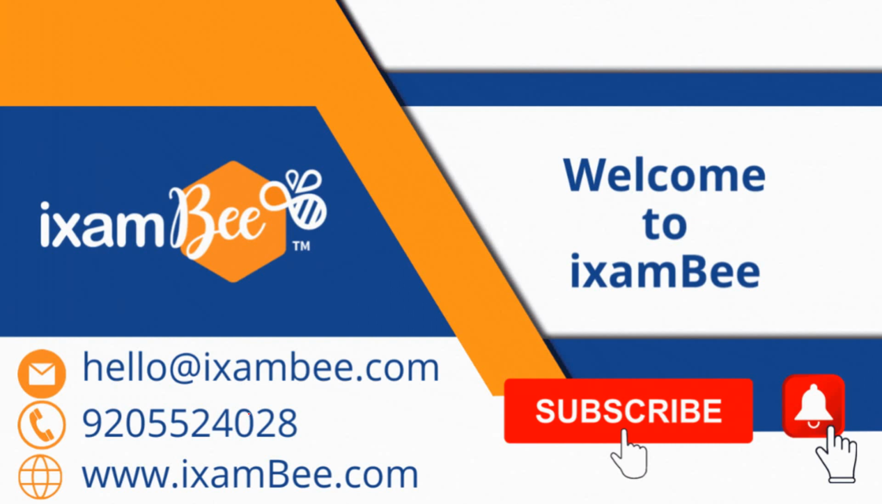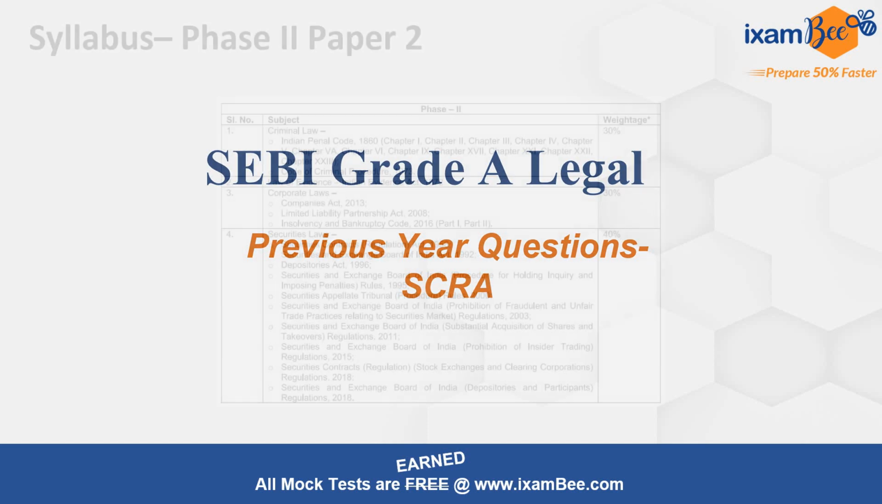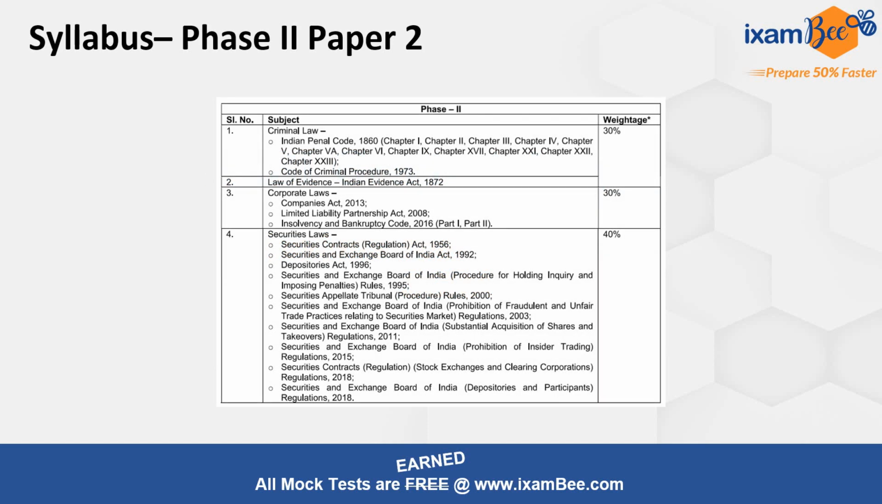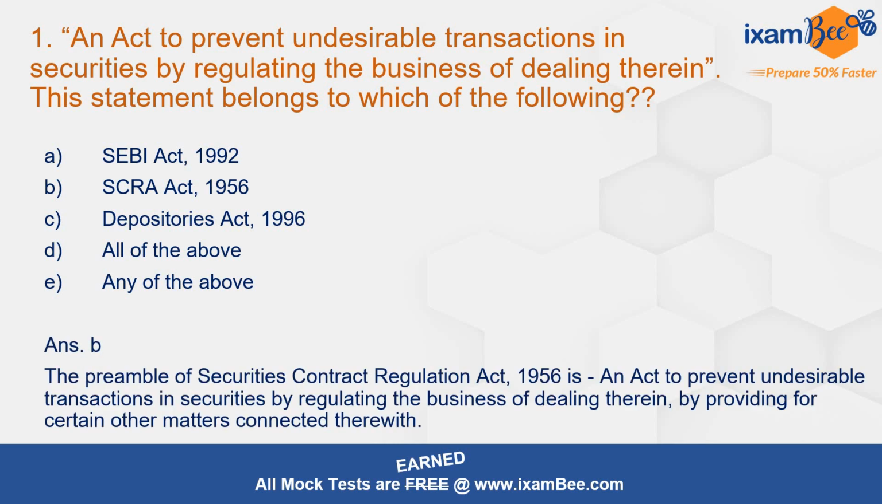In this video, we are going to discuss previous year questions from Securities Contract Regulation Act. This is a phase 2 topic, earlier was present in both the phases. Starting with first question, an act to prevent undesirable transaction in securities by regulating the business of dealing therein. This statement belongs to which of the following? This is the preamble of SCRA Act, Securities Contract Regulation, which is an act to prevent undesirable transactions in securities.